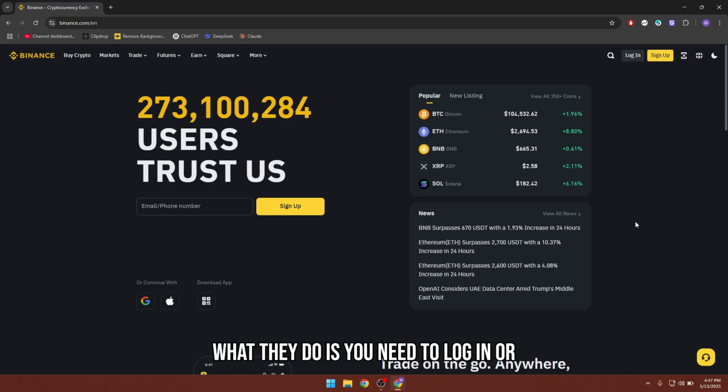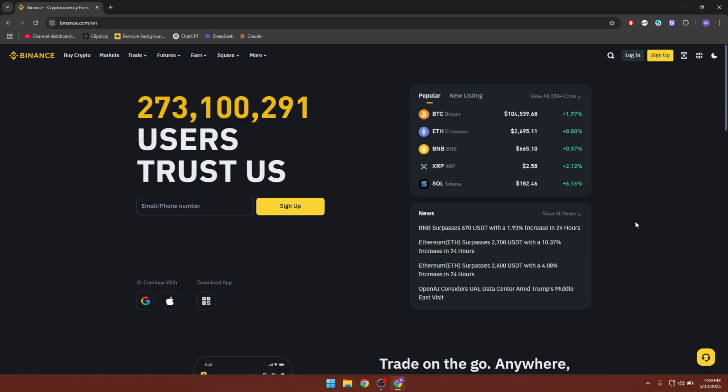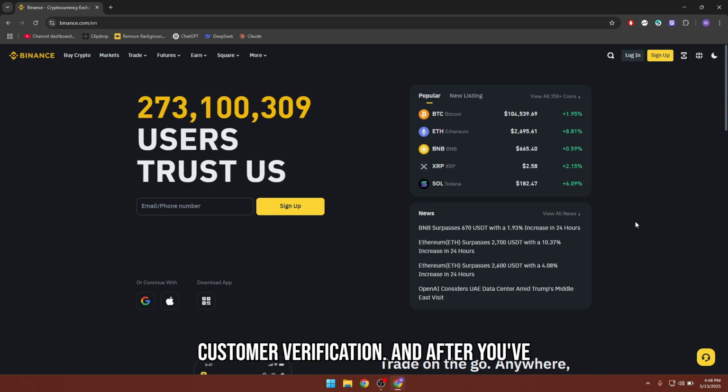So what they do is you need to log in or sign up. They're going to ask you for your phone number for sure. They're also going to ask you for your two-factor authentication verification as well. And since it's Binance and security is everything, you also have to do your KYC verification, which is also know your customer verification. And after you've done those and they have been successfully approved by Binance, then you will be able to access all of the features on Binance.